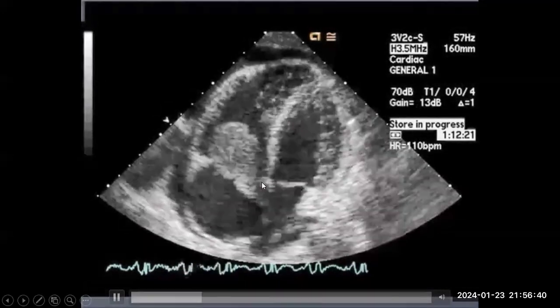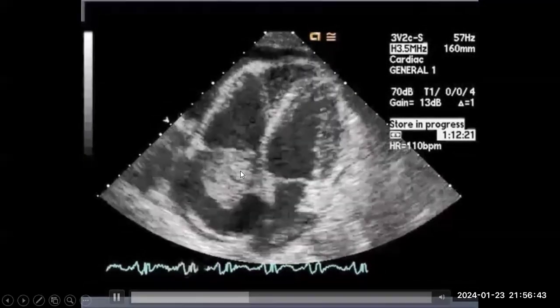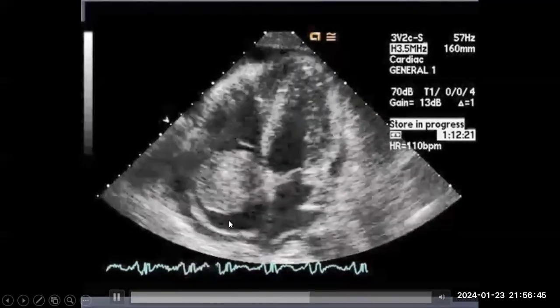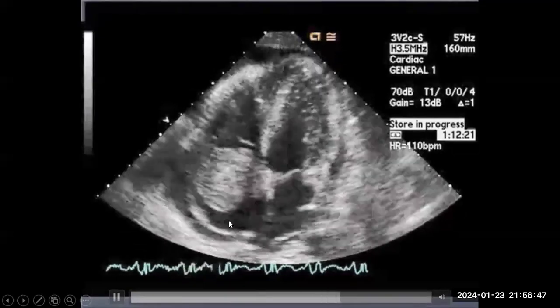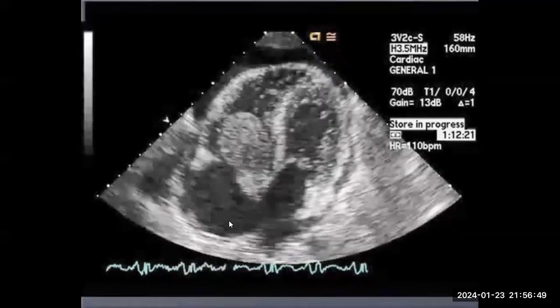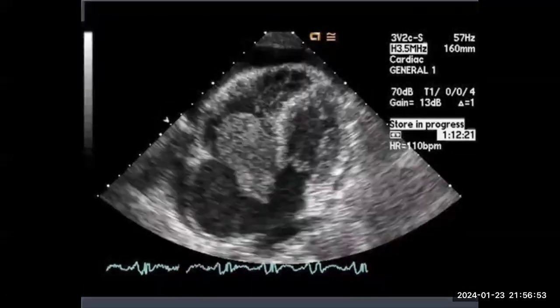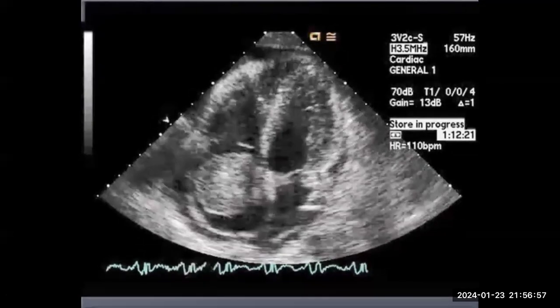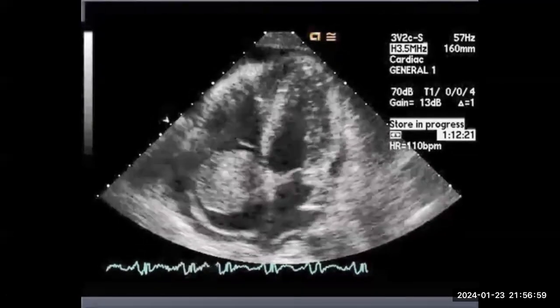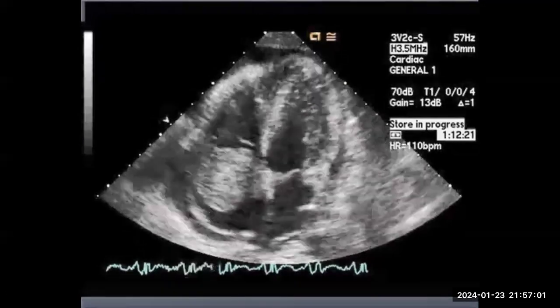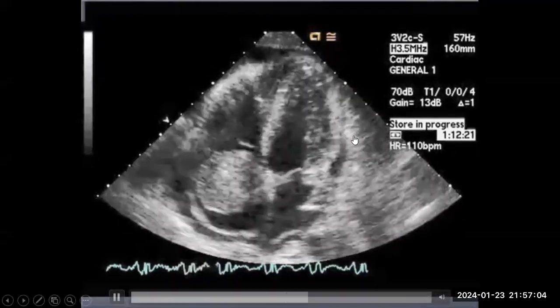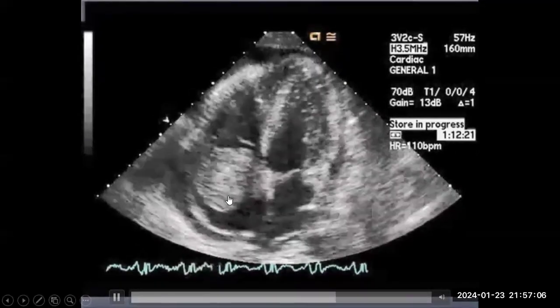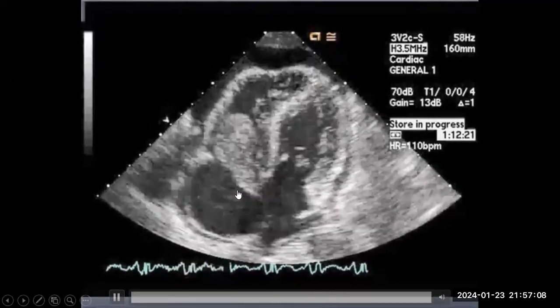Okay. And it is moving in a circular manner. All are indicative of right atrial myxoma. Right. What other findings can you see here? You need to have four answers. Pericardial effusion, dilated, thickened RA border.